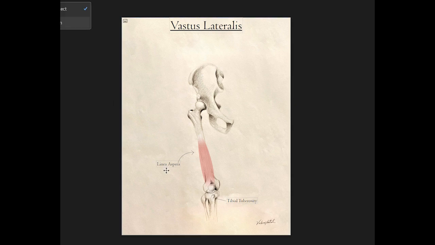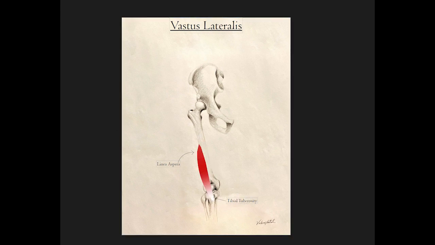Okay, so we're going to have the linea aspera, which, if you've seen some of my previous videos on the posterior thigh, you would know is a rough line running down the posterior aspect of the femoral shaft. We can't see that from this view, and that's why this arrow is curved, to delineate the fact that it is behind this bone, outside of our view. So the Vastus Lateralis is attaching on the posterior aspect of that femur, but then the whole muscle belly basically wraps around the femur and runs distally to insert itself onto this tibial tuberosity.